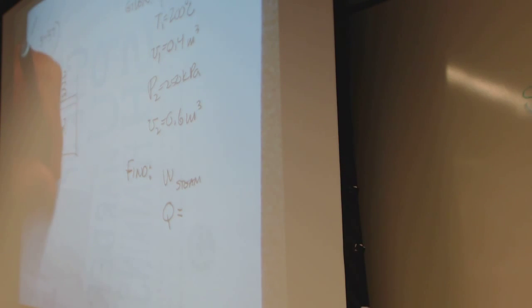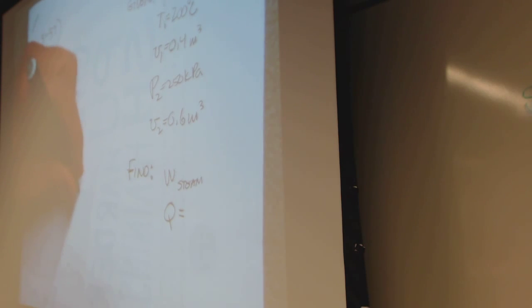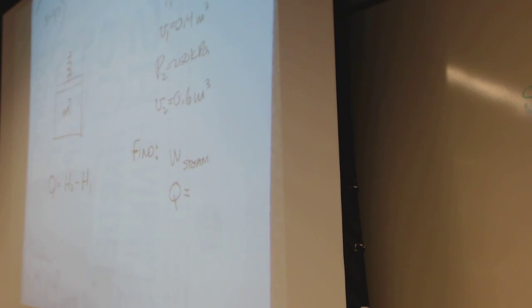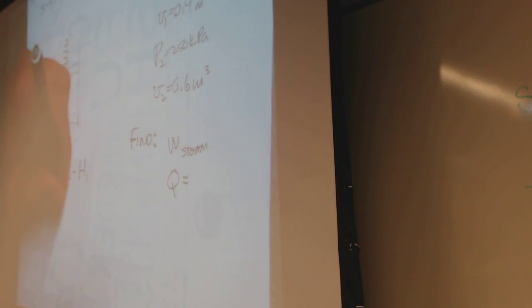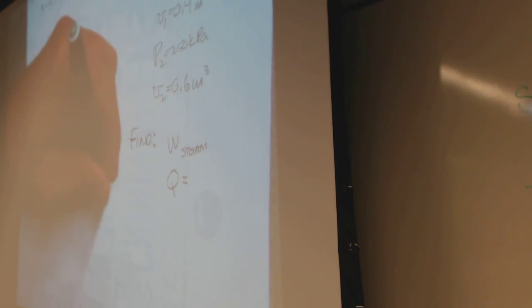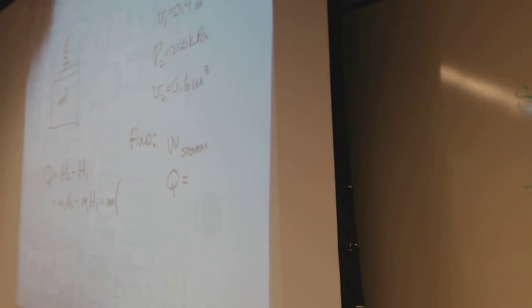But basically, what is Q? Total Q added is going to be H2 minus H1, and if the mass isn't changing, it's the same before as it is after, then what can we say? It's mass 2 H2 minus mass 1 H1, but the mass doesn't change, so whatever the mass is in there, we can find that from our initial condition.